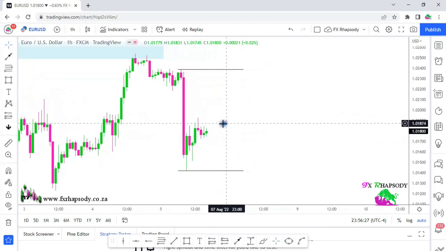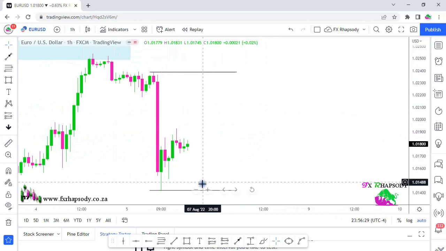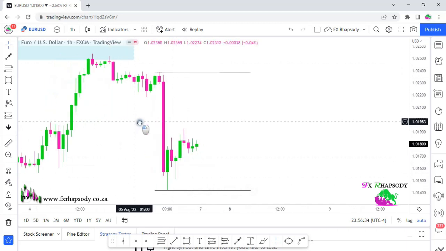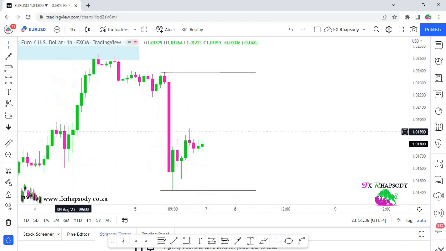We have got these two areas again lined out. I would like to see what happens when price breaks one of these two lines. Those are my key areas that I'm looking at for this coming week.